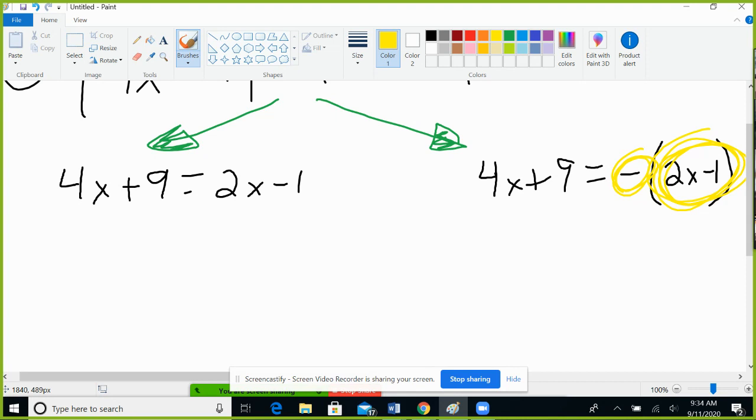Anyone? You don't need to be clicking around on your computers right now. There's one screen. You should be writing in your notebooks. Zach, what do I need to do with this negative? If I have the negative up against the parentheses, what do I need to do with that negative?